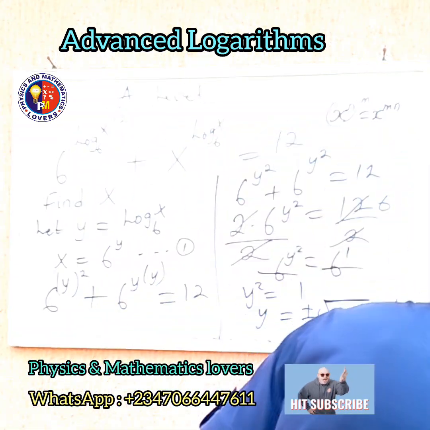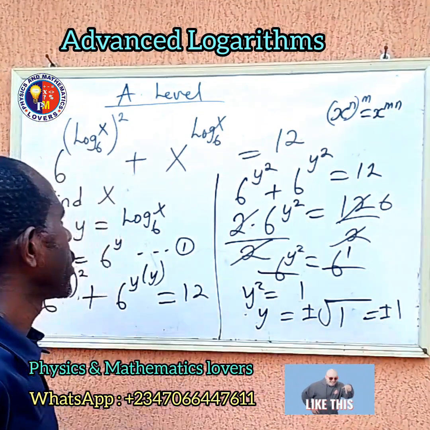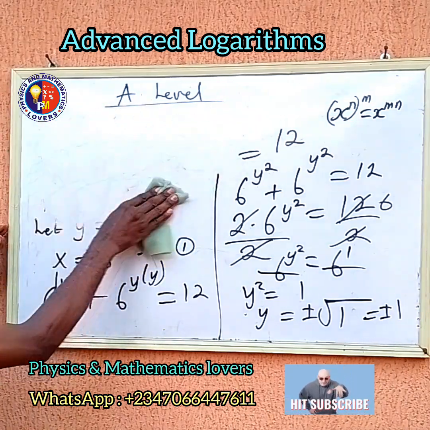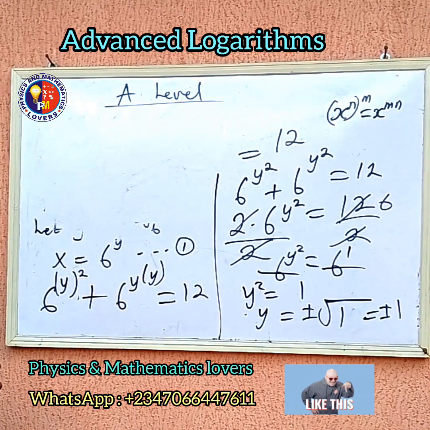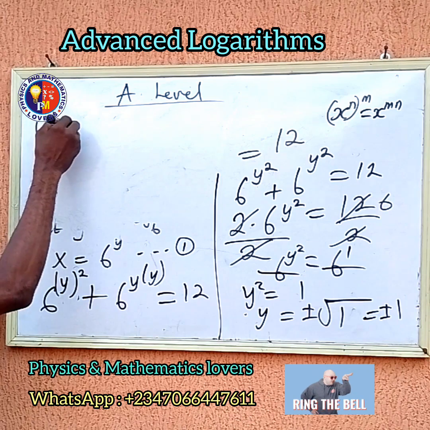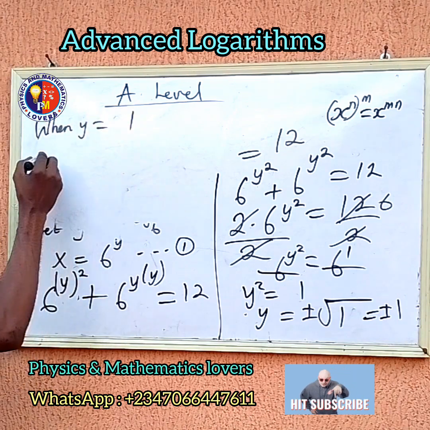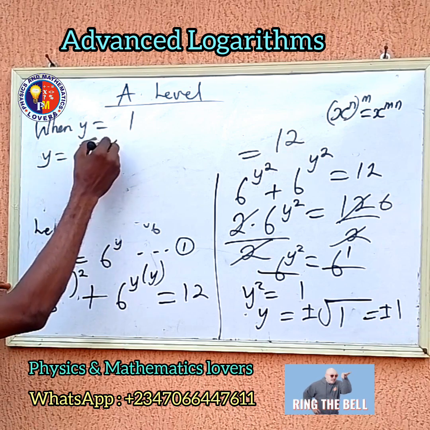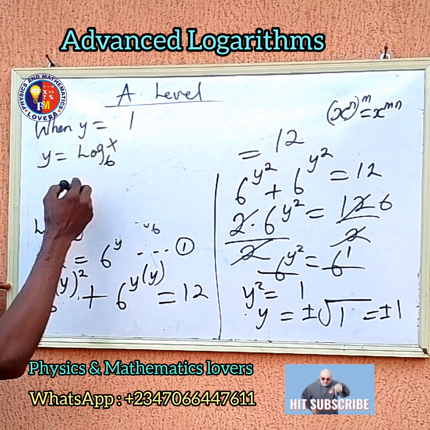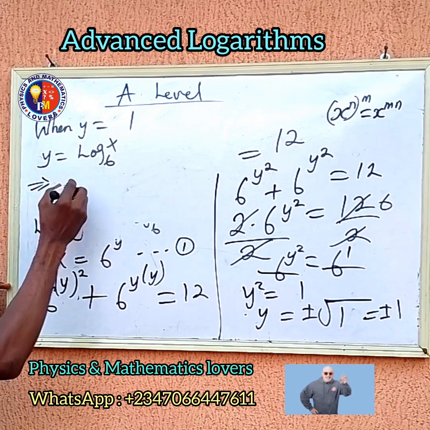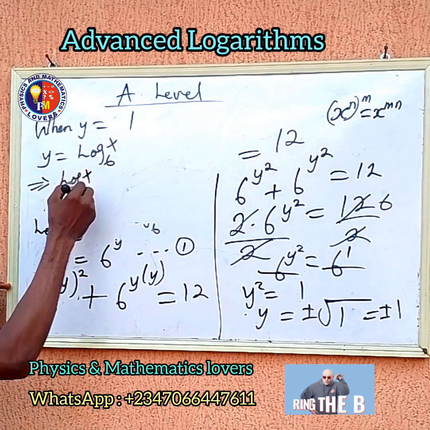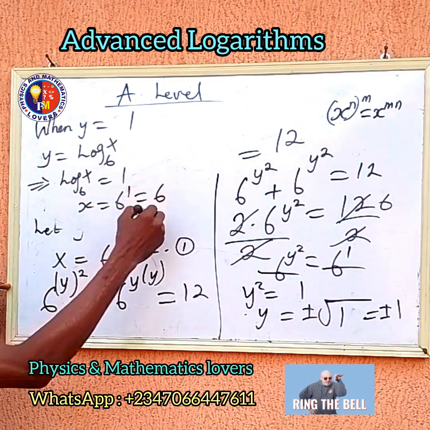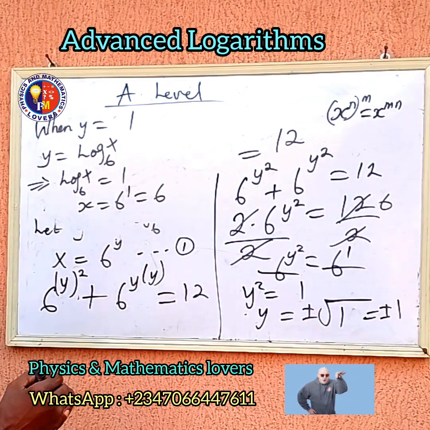So let us use this now to find x. Now when y is equal to 1, let's take the positive y first. When y equals 1, remember we said that y is equal to log x to base 6. Which now implies that log x to base 6 equals 1. So x is equal to 6 raised to power 1, which is equal to 6. So this is the first value we are going to get for x.